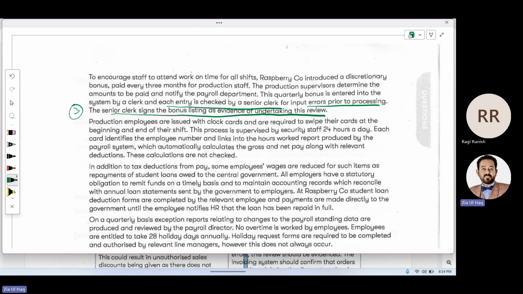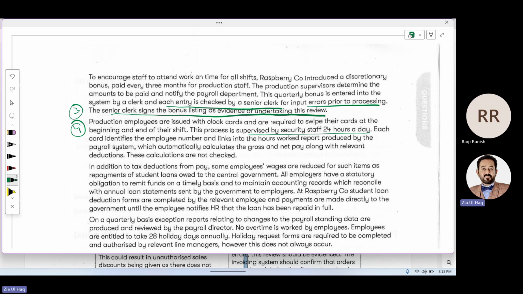Production employees are issued with clock cards and are required to swipe their cards at the beginning and the end of their shift. This process is supervised by the security staff 24 hours a day. So the clocking process is supervised by a security officer to ensure only present staff hours have been recorded to the system, not the absent employees.